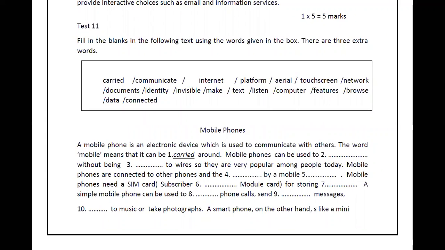Fill in the blanks in the following text using the words given in the box. There are 3 words extra, 3 extra words again, just as before. Here there are 12 words, I guess. 13 words. Okay, they have filled the first blank. Now it's about mobile phones.